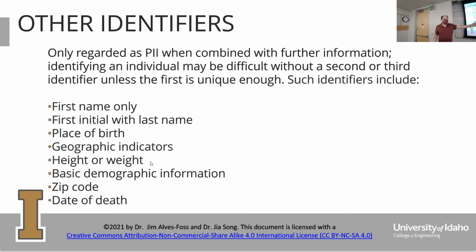First initial with last name, J. Miller, also may or may not. Again, in the classroom, we may have 2 Millers, but they have different first initials. 3? I don't know. Place of birth, geographic indicators, height, weight, basic demographic information. You know, somebody in the age category 50 to 60 male in this room. You know, zip code, date of death. Okay, so these are other identifiers that, when combined with other information, can link to an individual and will be considered personally identifiable information.